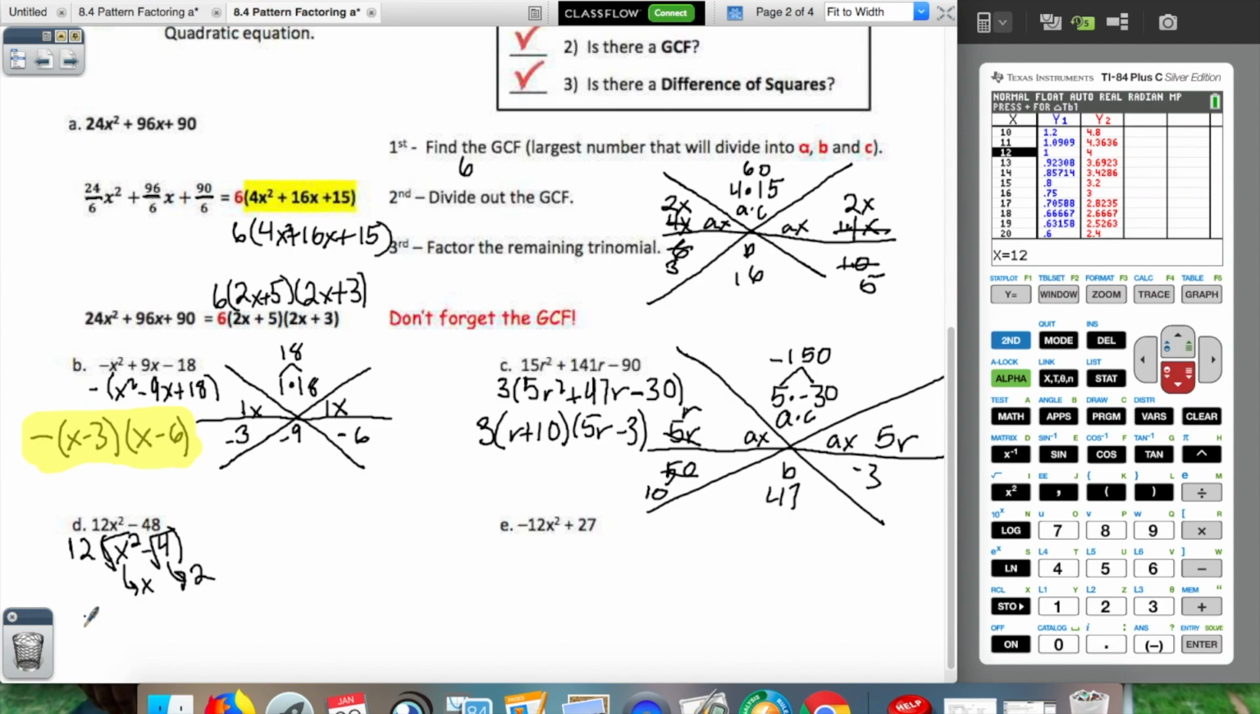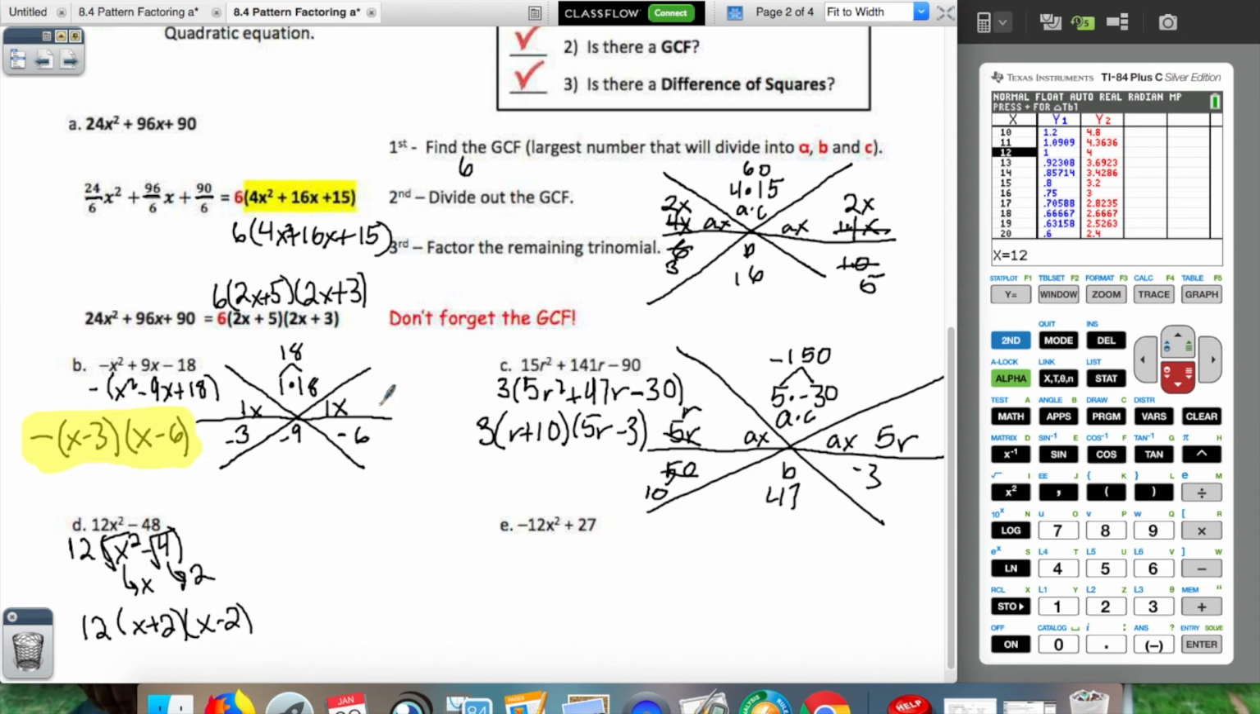Yay! So we can bring down the 12. And then we can do x plus 2, and we can do x minus 2. That is so exciting. And because it's so exciting, we're done. Now, isn't that cool? Now let's look at E, everybody.